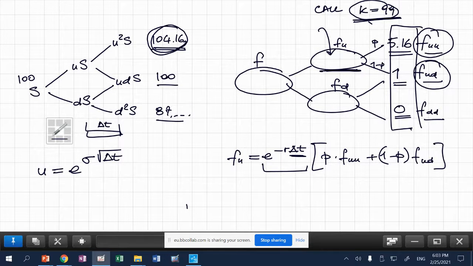Please pay attention to the fact that first it is not sigma delta t, but sigma times the square root of delta t. And second, that delta t is the node, not the maturity of the option, okay? So the more nodes you make with the same maturity, the smaller is delta t. And D, instead, is the exponential of minus sigma times the square root of delta t, which implies that when you have an up and down movement, you get to the same price as before, because U times D is 1, okay?